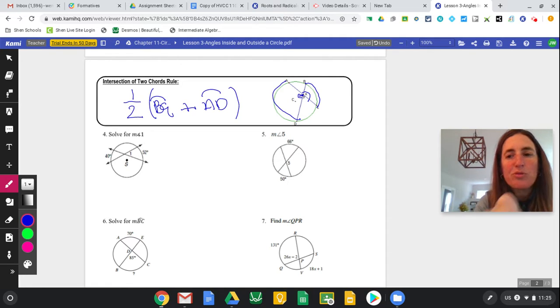Okay, so if you want the full written out version of that, it's in the note sheet. So I'm looking for angle 1. So I'm going to take half of its 2 arcs summed together inside.